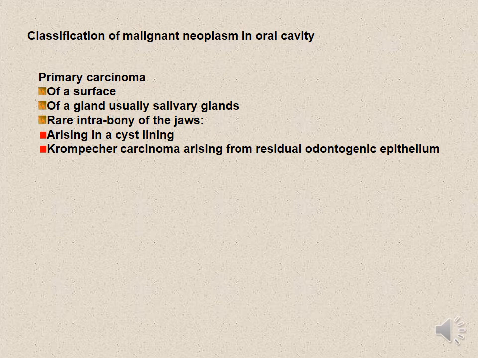The primary carcinoma is classified according to its origin: surface epithelium, salivary gland, central intraosseous carcinoma of the jaw, carcinoma arising in the cyst lining, and carcinoma arising from residual odontogenic epithelium. It can arise from the surface, like the skin surface or the gingiva, that is the mucosal surface of the oral cavity, or from the salivary gland, or from the center of the bone, maxilla and mandible, or from the lining of a cyst. You know the lining of a cyst is epithelium, so it may change to malignancy as carcinoma, or from residual odontogenic epithelium, the remnant of the odontogenic cells that may change to carcinoma.